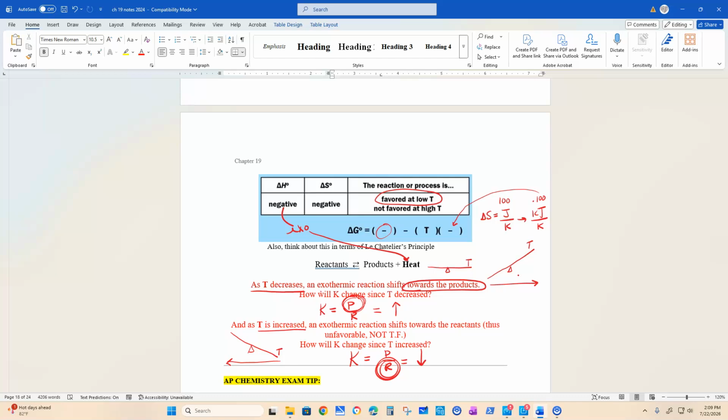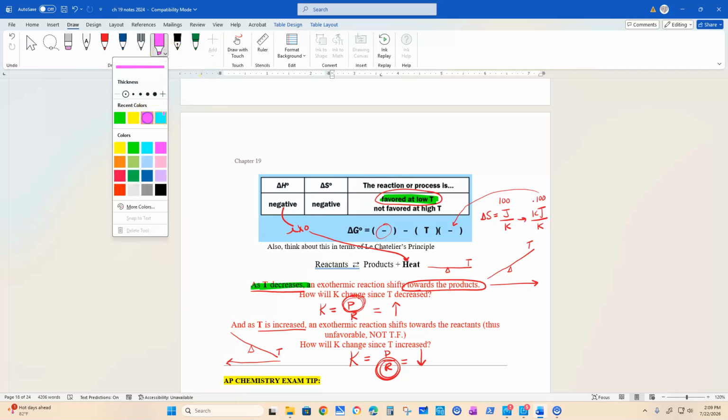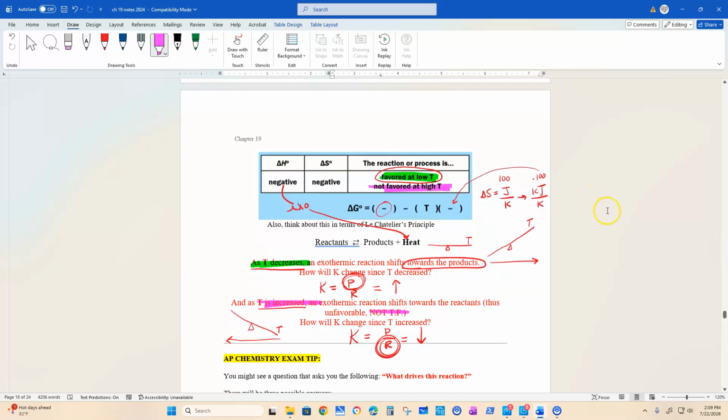So remember what we said right here, favorable at low temperature, okay? So if it's favorable at low, that means temperature is decreasing. It's not favorable at high temperature. So that means the temperature is increasing, not favorable. Okay. So if you know that trick, that little chart, it's going to save you a lot of headache.